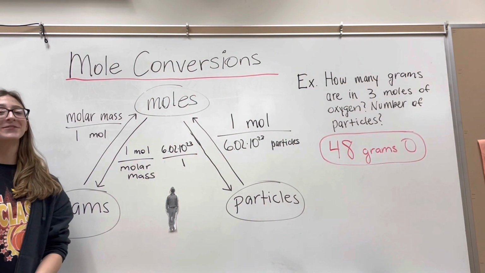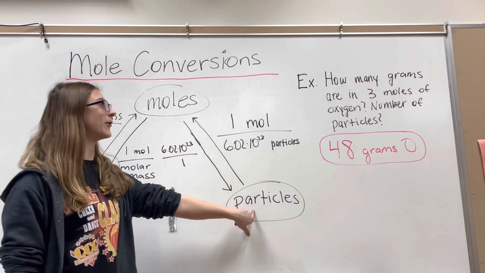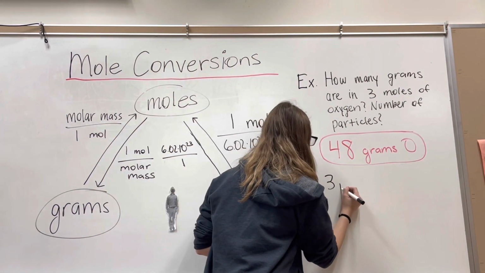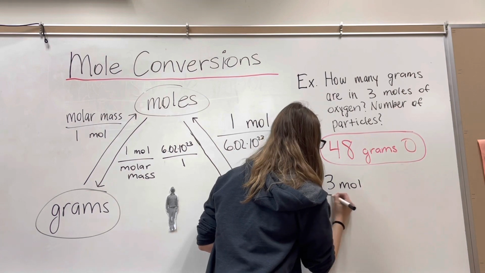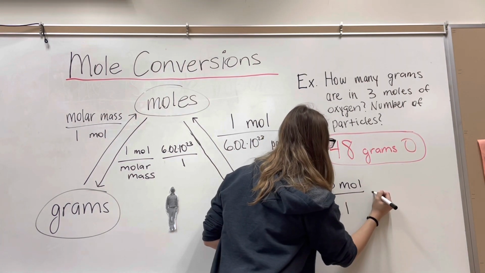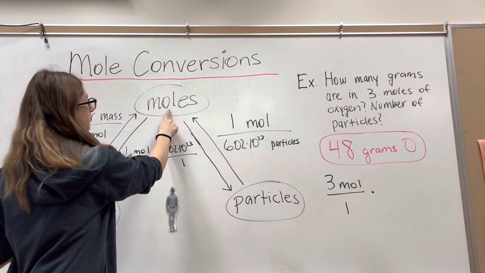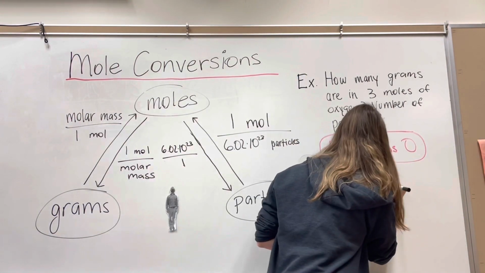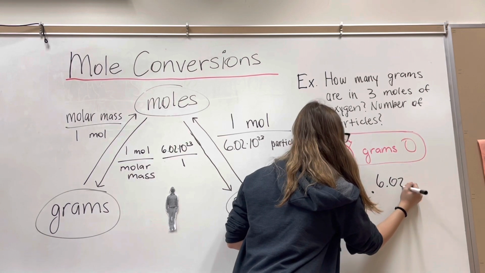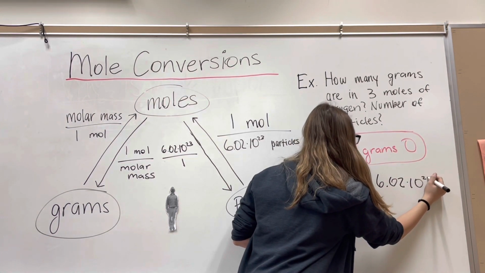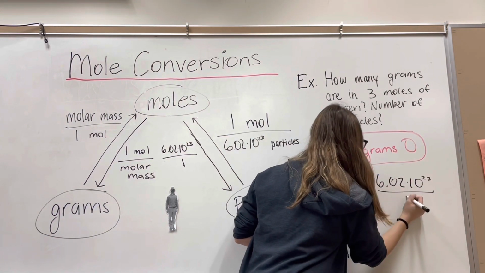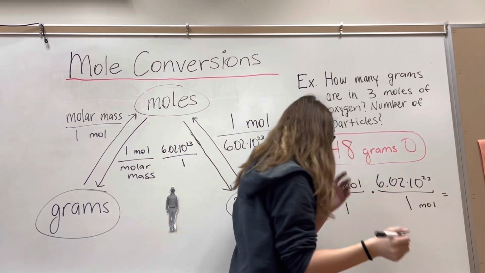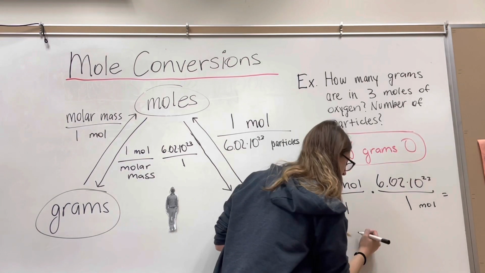You can also convert from moles to particles. So using this example, you use 3 moles over 1, and because you're going from moles to particles, you multiply it by Avogadro's number, 6.02 times 10 to the 23, also over 1 mole. By multiplying this, you get 1.8.